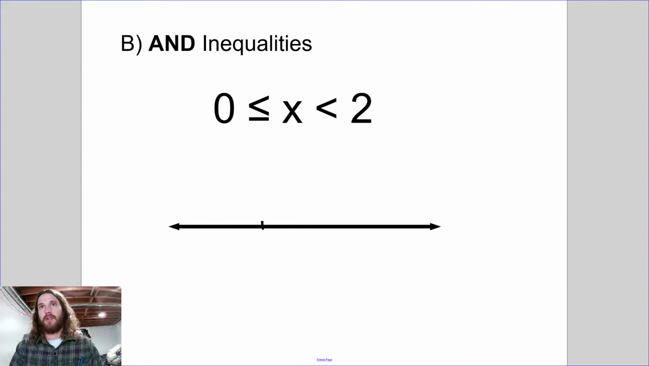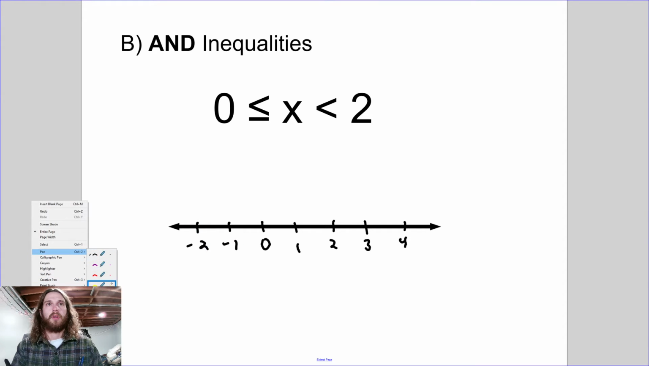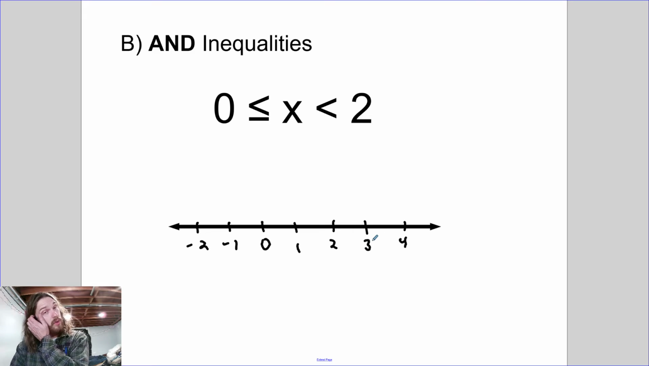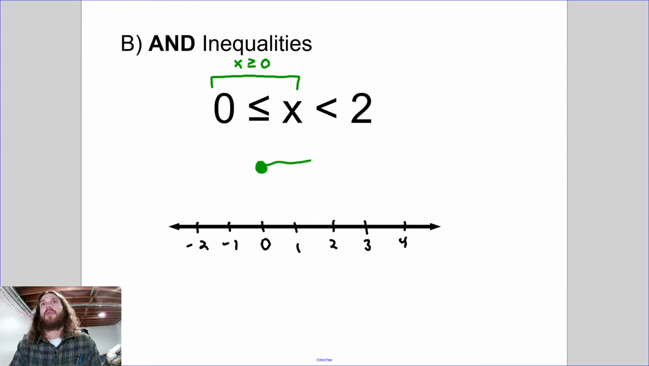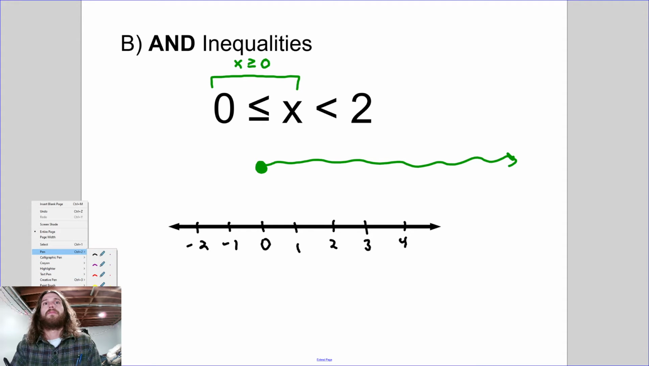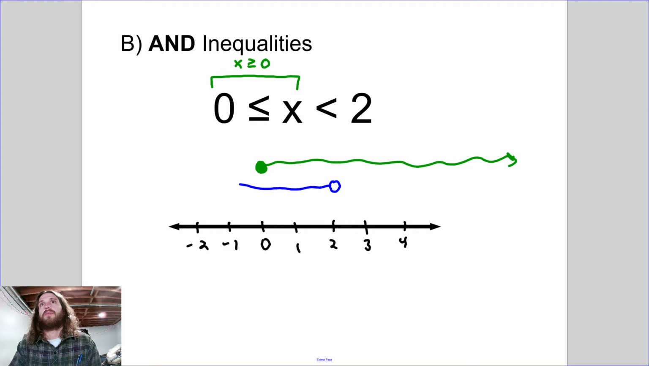So we'll put a 0 right here, 0, 1, 2, 3, 4, -1, -2. Grabbing the green one. The values that we're interested in are, let's think about our 2 inequalities. This can really be written as x is greater than or equal to 0. So we're interested in things that are this direction and are also less than 2, which is this direction.